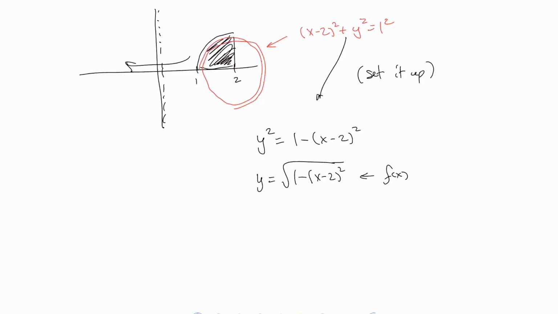Right, and then what's the rest of it? The a and the b are just 1 and 2, right? So my integral goes 1 to 2, well, 2 pi out there, x times f of x, which is all of this stuff.